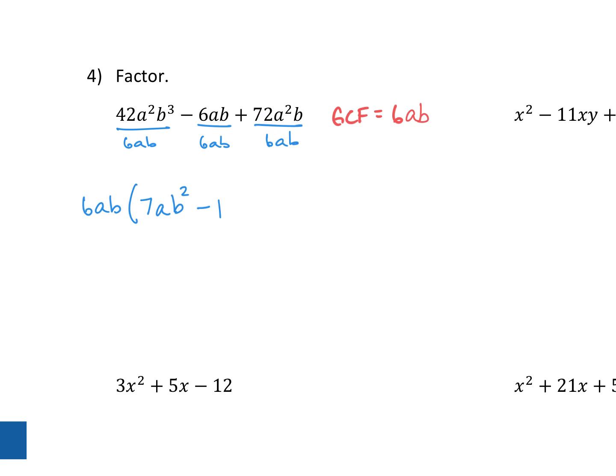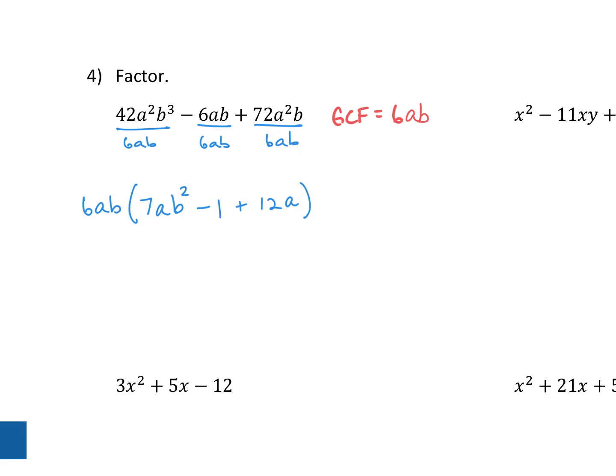All right, then we have a 72a squared b. So 72, factor out the 6, which means divide out the 6. That's going to leave us with a positive 12. We have an a squared, factor out an a, leaves you with an a. And then b, factor out a b, there are no b's left over.